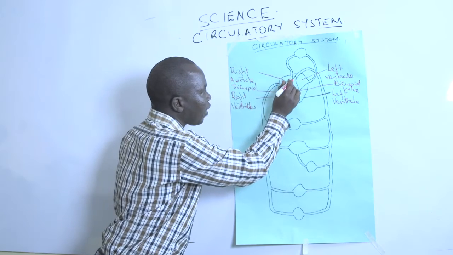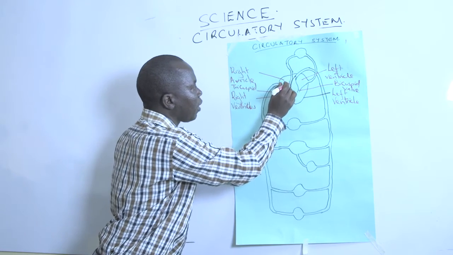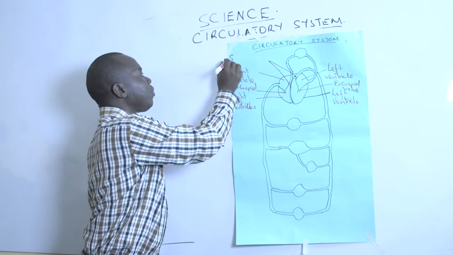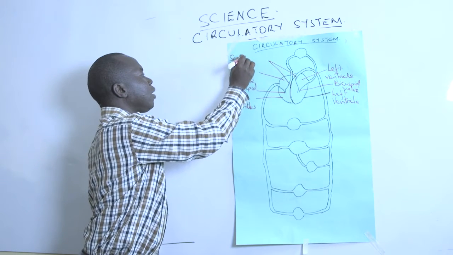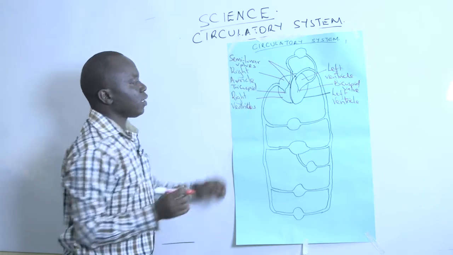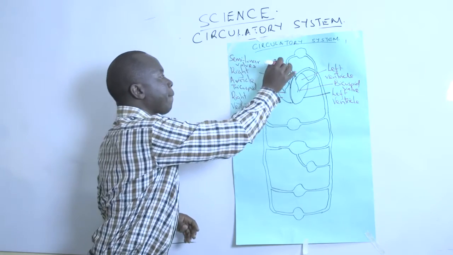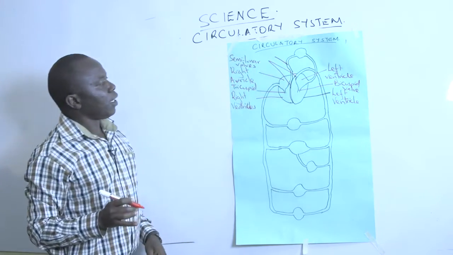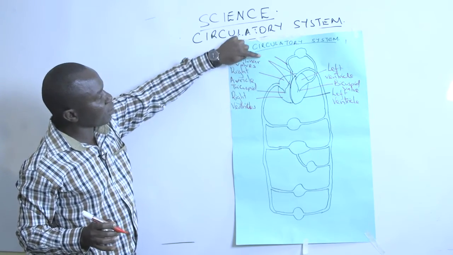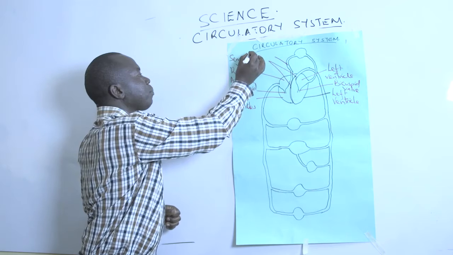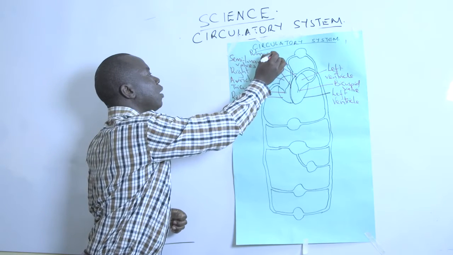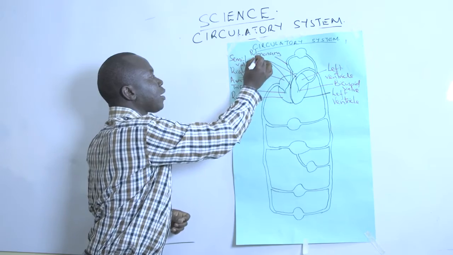We have another valve there. This valve here and here, they are the same. We call them semilunar valves. There are two. We have a blood vessel that carries blood away from the right ventricle. That one is called the pulmonary artery.